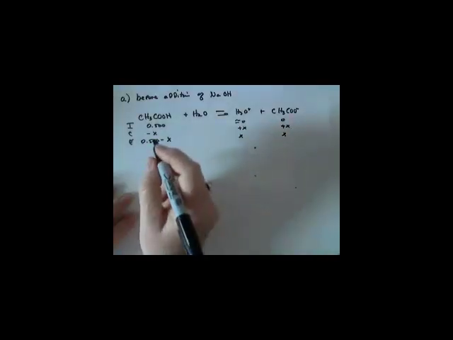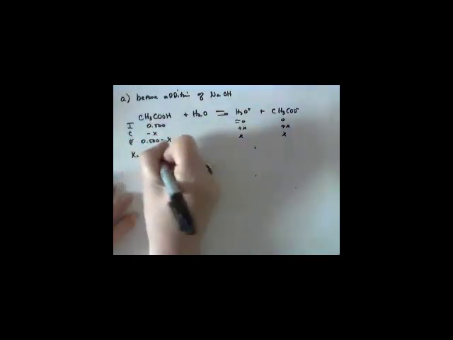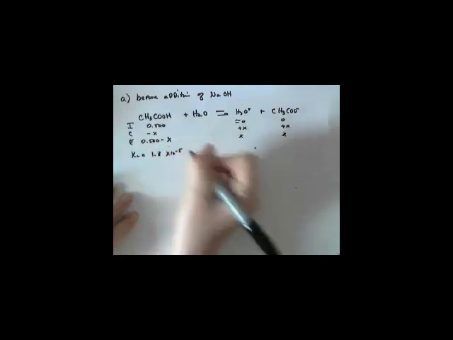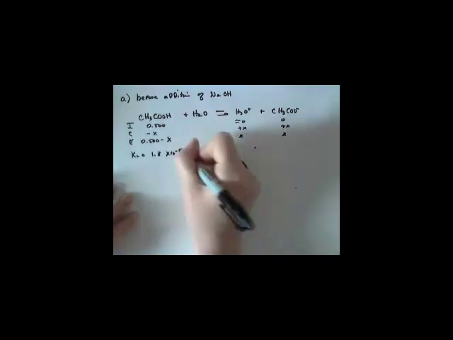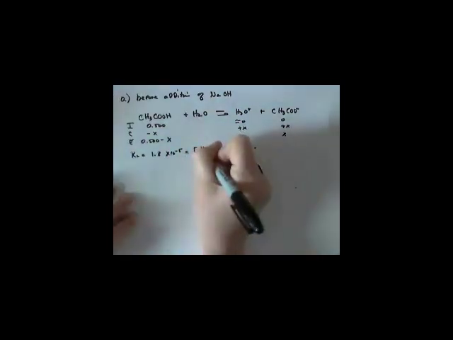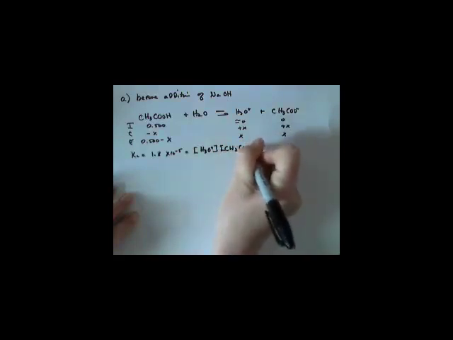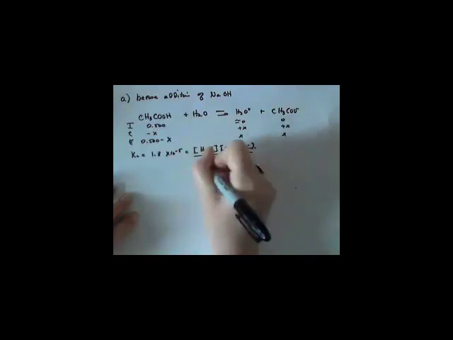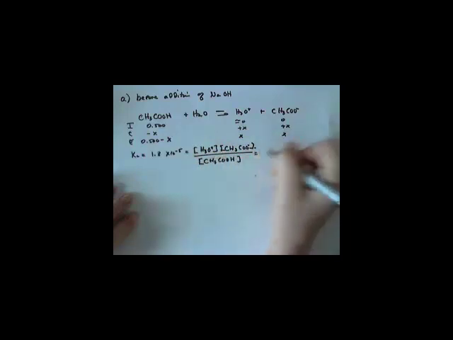Now, we know that Ka for acetic acid is equal to 1.8 times 10 to the minus 5. You're either given that or you look it up. And so I'll go ahead and write the equilibrium constant expression over. So I can go ahead then and write that as x times x over 0.5 minus x.